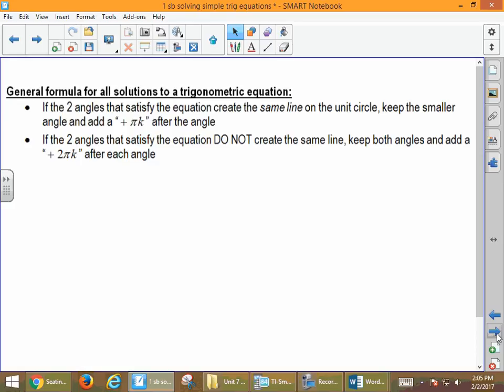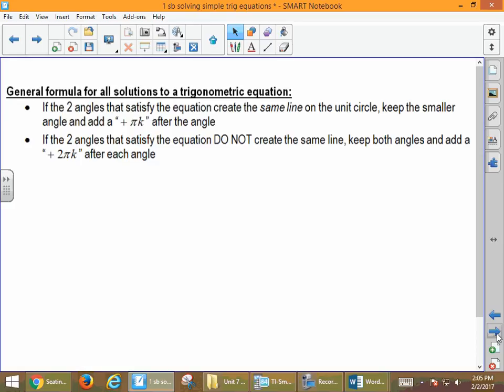And so what we're going to start looking at is coming up with a formula to come up with any answer. First of all, what's on the unit circle, and then if we add in a rotation or another time around the circle. And there's a couple formulas for this. The first one says, if the two angles that satisfy the equation create the same line on the unit circle, keep the smaller and add a pi k after the angle.